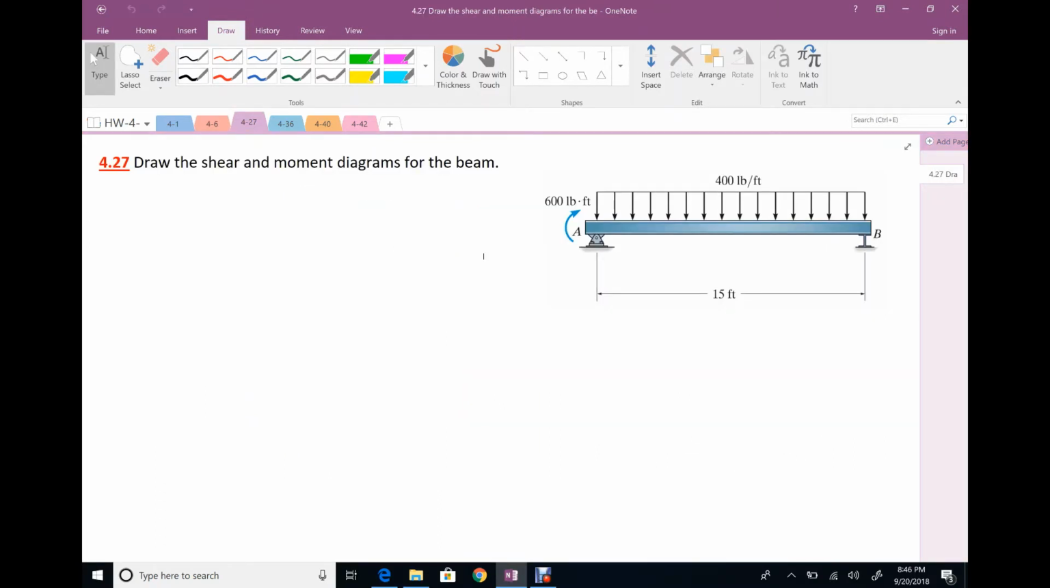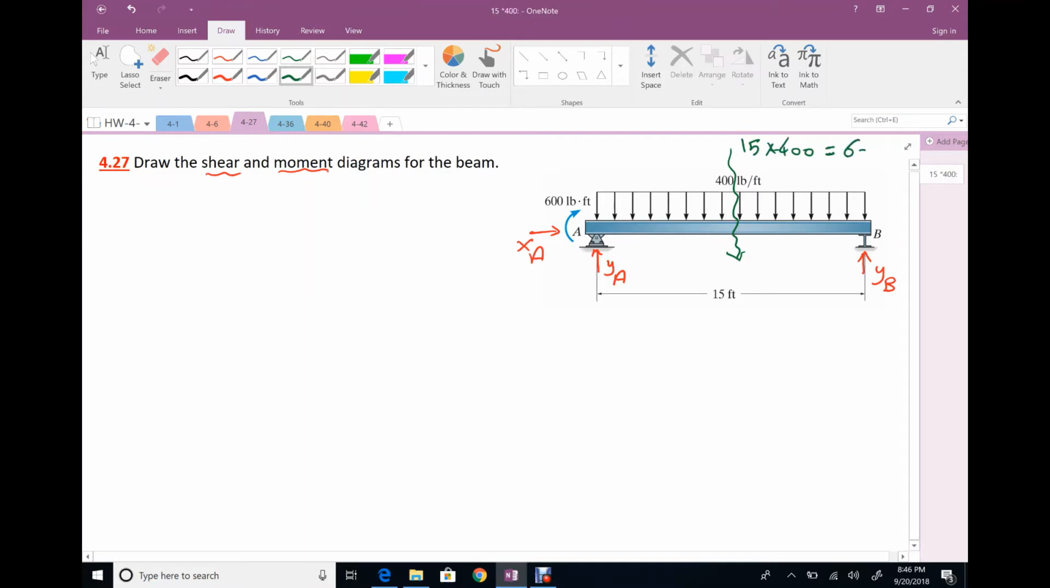For problem 427, draw shear and moment diagram. The first step in any problem is to calculate your reaction. Actually, at A, it's hinge, so we have YA and XA. At B, it's roller, so we have YB. The equivalent force for your distributed load at the middle, your value is 15 times 400 equal 6,000 pounds. Summation forces in X direction equals 0, XA is 0.